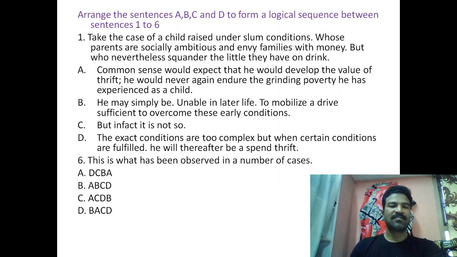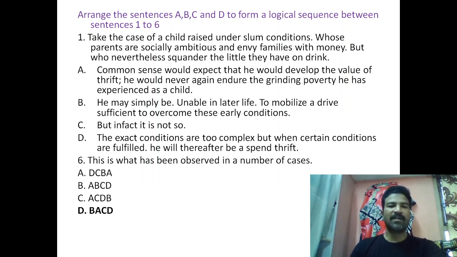Are you successful at guessing the answer? Here we go. So it is option D, B, A, C, D. B. So let's fill in. He may simply be unable in later life to mobilize a drive sufficient to overcome these early conditions. Next A. Common sense would expect that he would develop the value of thrift. He would never again endure the grinding poverty he has experienced as a child.